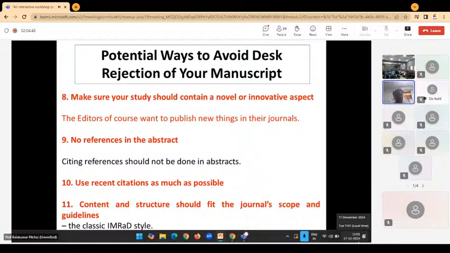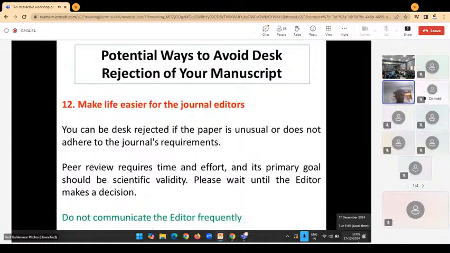And the IMRAD style: introduction, materials, results, and discussion. So you have to follow according to the journal guidelines. Make life easier for the journal editor. You can be desk rejected if the paper is unusual or does not adhere to the journal requirements. Peer review requires time and effort. For example, you are submitting a paper and you have convinced the editor. Everything is good, well written, the novel concepts are there, advanced methodology is there, references are high quality, all from PubMed Medline, excellent, outstanding, and the paper is very well structured.